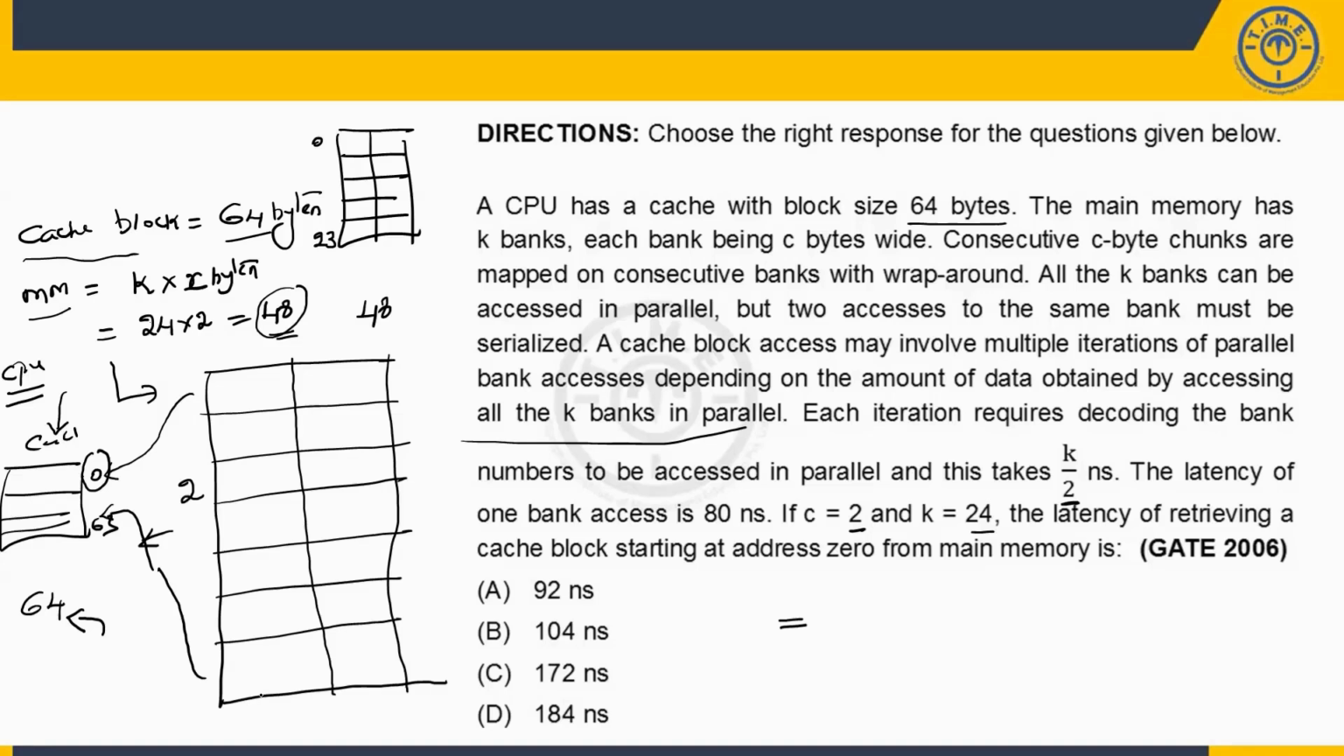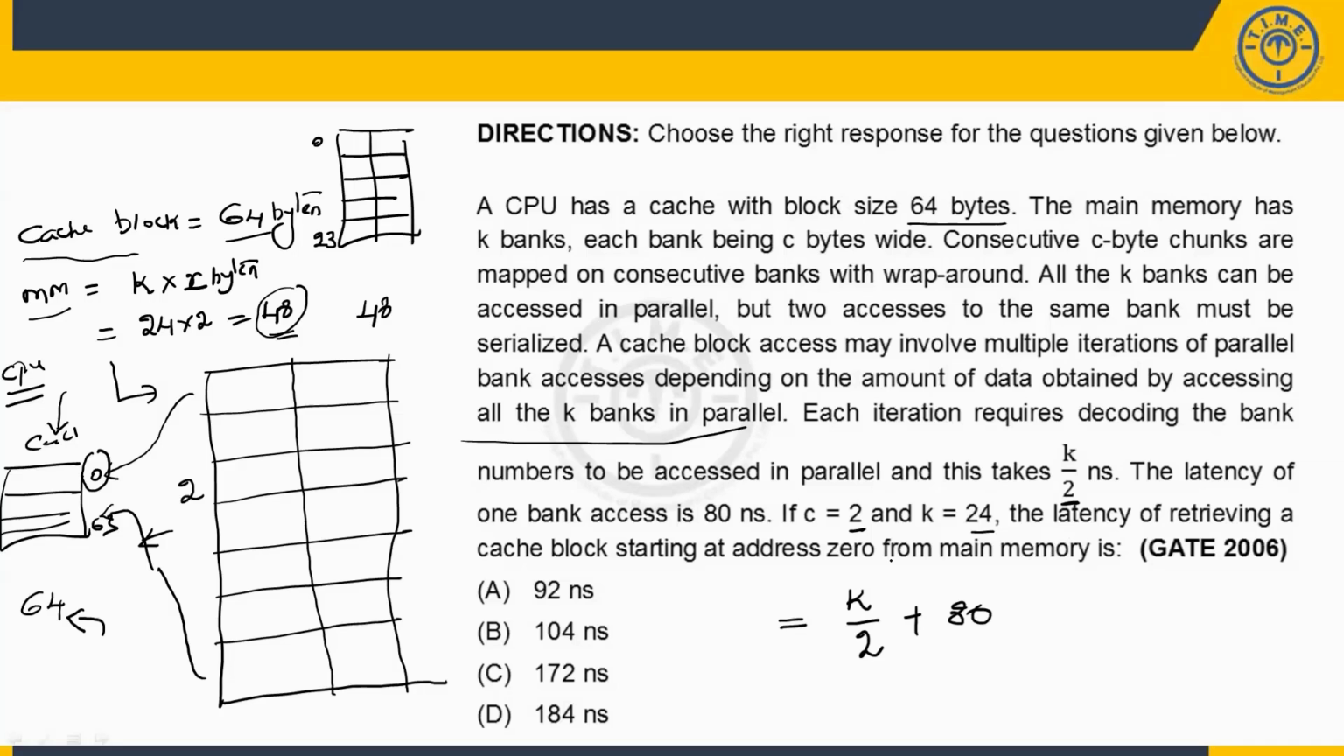These bank numbers must be decoded. But generally, this is also hypothetical. We have no decoder for the main memory. A decoder is only applicable for the cache memory. Do you remember? Only for the cache block, we associated a decoder. Main memory will not be accessed using a decoder. But since it's hypothetical, okay, fine, main memory also requires a decoder. That means main memory access time requires decoding the bank numbers plus the latency of one bank access, which is 80 nanoseconds. Okay, so this is the main memory access time. When you access main memory once, you require K by 2 plus 80.